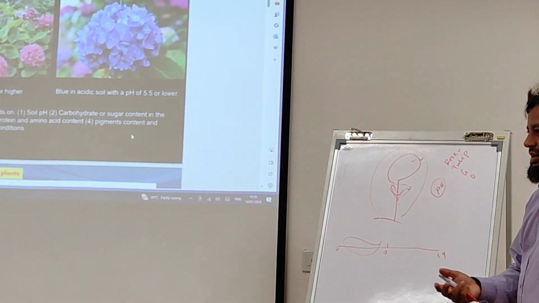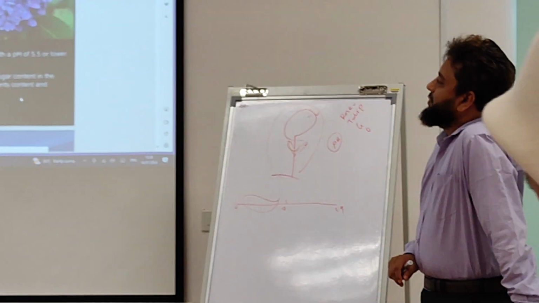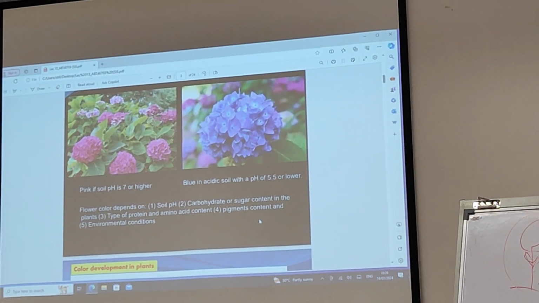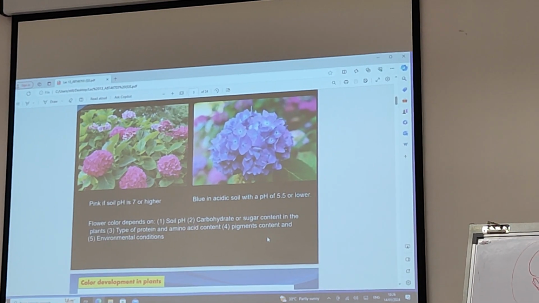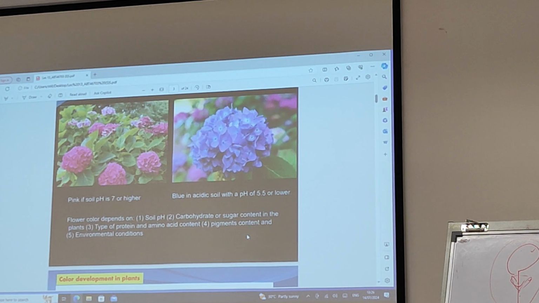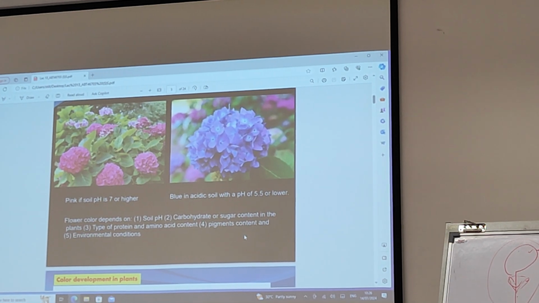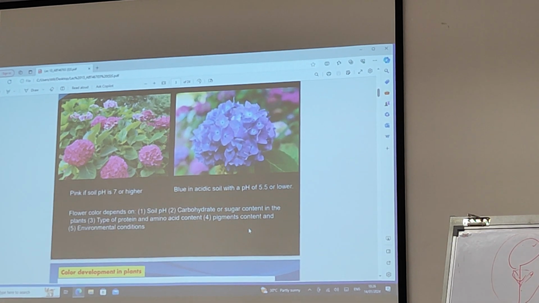So I think that you know this, right? Okay, so usually sometimes the flower color depends on the pH. Okay, so pH of the soil, right? Okay, so actually here you can see there is one plant. The plant name is hydrangea.